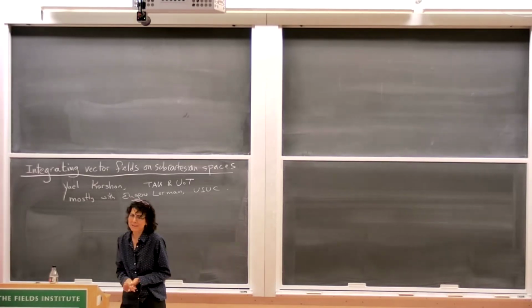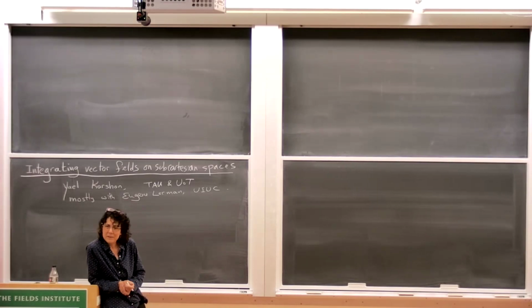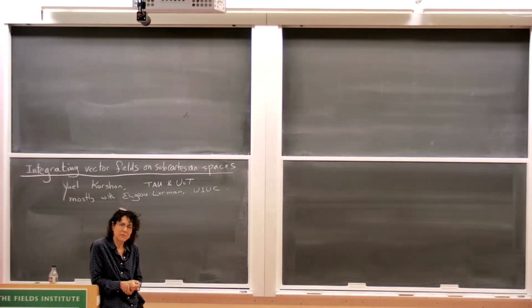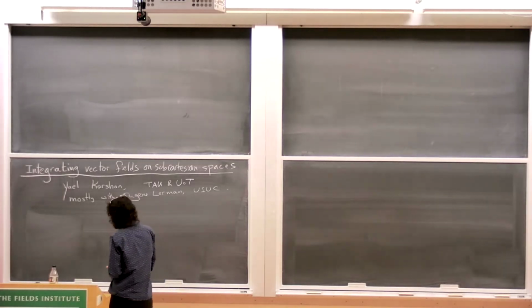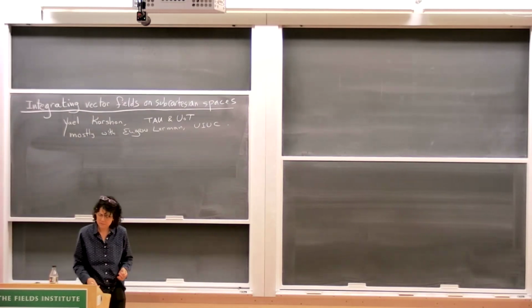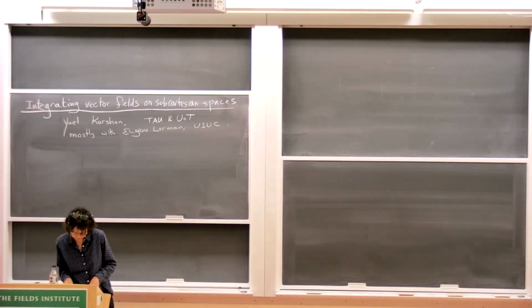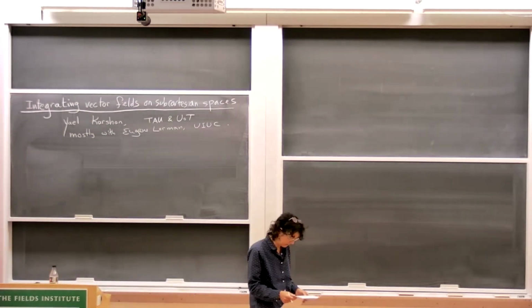For the students, I highly recommend the book by Bröcker and Jänich about differential topology, which illustrates the details for how to use integration of vector fields to do stuff with manifolds in the differential topology context. And subcartesian spaces are more general than manifolds. So this talk is about going from vector fields to flows for these more general spaces.